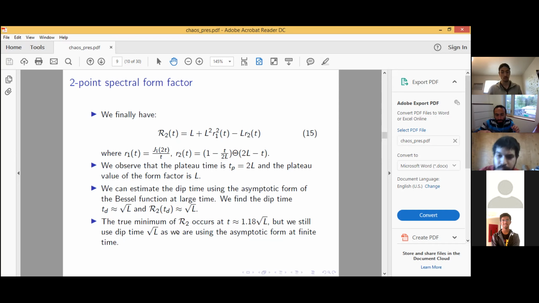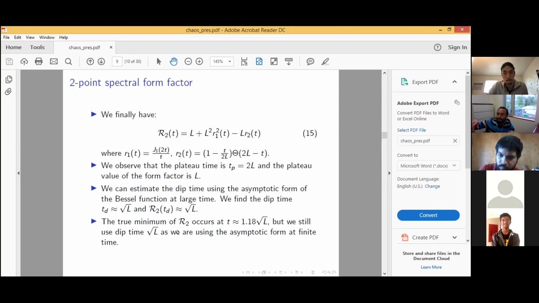You're saying that if I plot 15, I will see this slope and dip. Yeah, there's another subtlety here. In the slope there will be some sort of oscillation, which corresponds to the oscillations of the Bessel function.